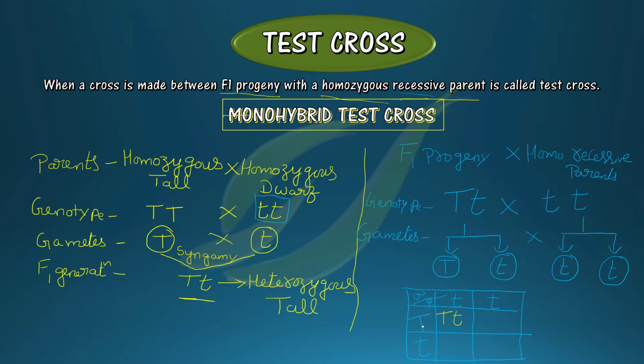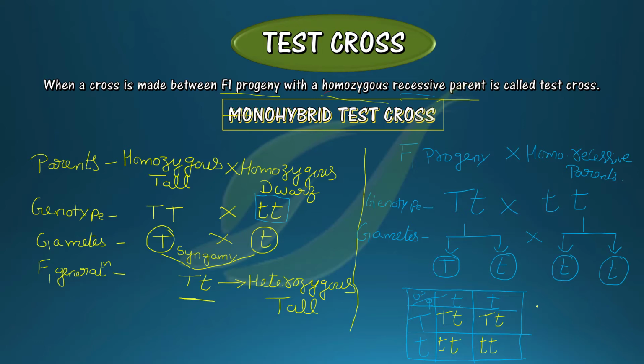And now here, capital T into small t, here also you will get capital T and small t. Now small t into small t, so you are going to get small t into small t. Here also small t and small t. So these are the 4 plants you are getting.